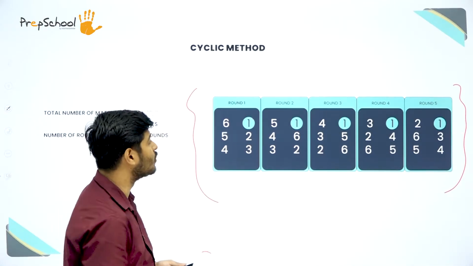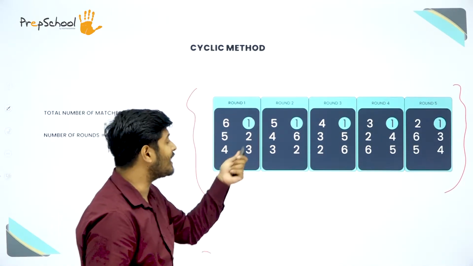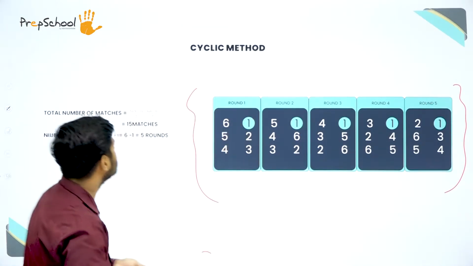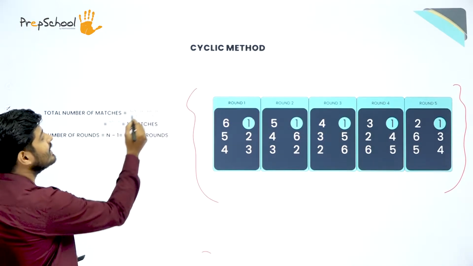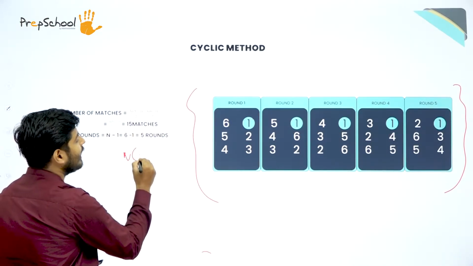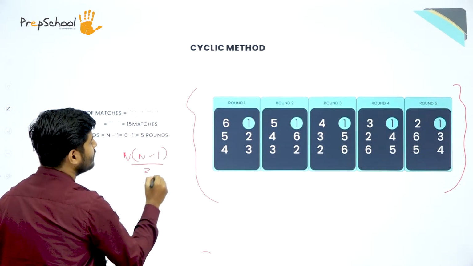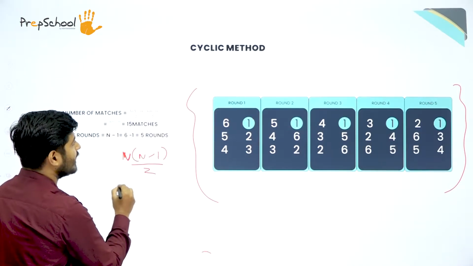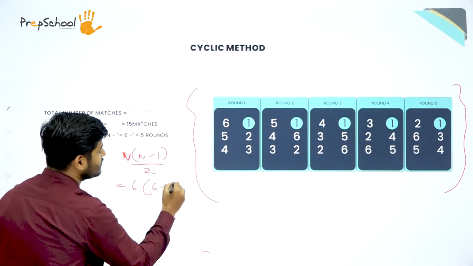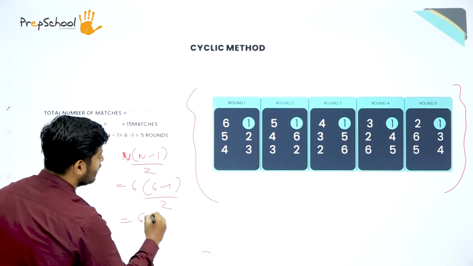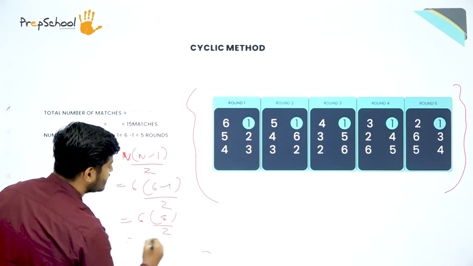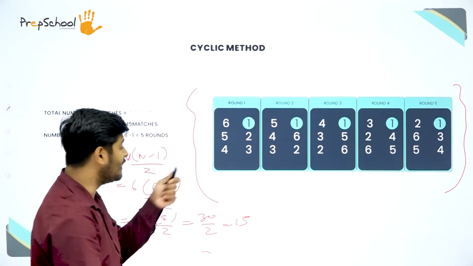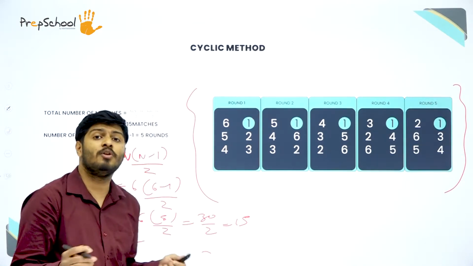But how does the pattern go? Here I have given a case where the number of teams is even. So the total number of teams that we have here is 6. You can see the formula n(n minus 1) divided by 2. This is the total number of matches formula, and I want you to write it down. 6 times 5 is 30, divided by 2, you get a total of 15. So 15 matches will be there.